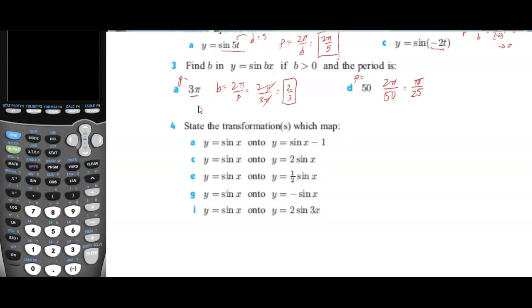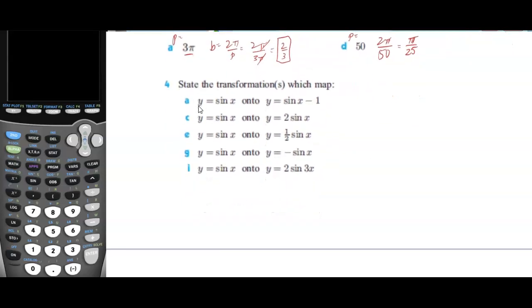Number 4, state the transformations which map the following. So what transformation maps from sine x to sine x minus 1? So plus or minus on the outside of the parentheses, that is a vertical translation. So we're going to do a vertical translation, and we're going up or down? We're going down by 1. Okay? All right, what about C?